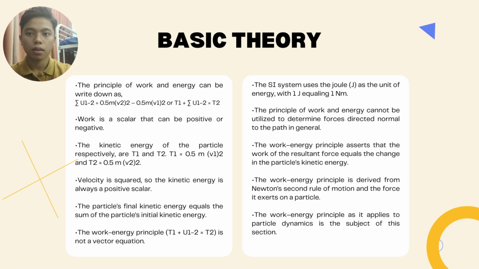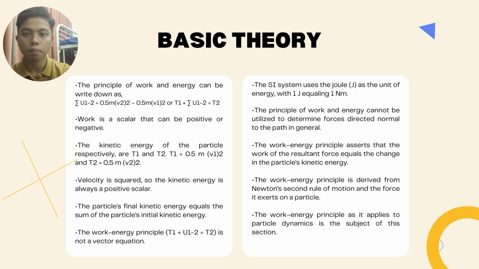Work is a scalar that can be positive or negative. The kinetic energy of the particle at the starting and final positions are T1 and T2 respectively. T1 equals 0.5 m multiplied by v1 squared, and T2 equals 0.5 m multiplied by v2 squared are the results. Because velocity is squared, kinetic energy is always a positive scalar.